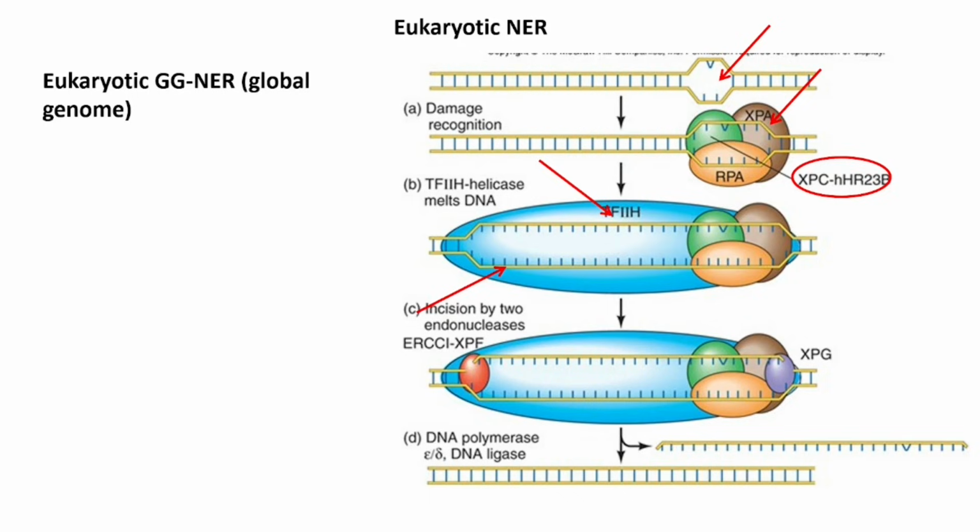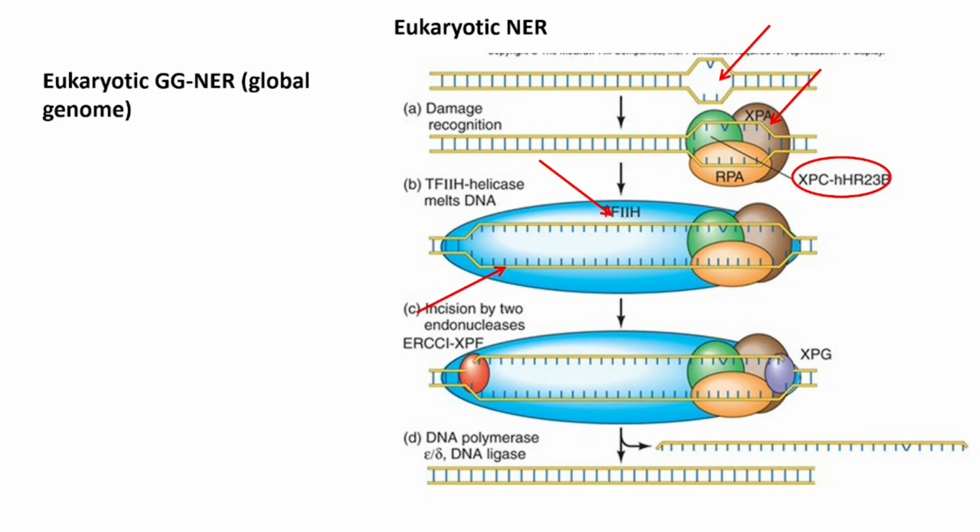The fact that TFIIH interacts with a number of other NER factors suggests that it serves as an organizer of the NER complex. The melting of DNA by TFIIH attracts nucleases that nick one strand on either side of the damage, excising a 24 to 32 nucleotide oligonucleotide sequence that contains the damage.